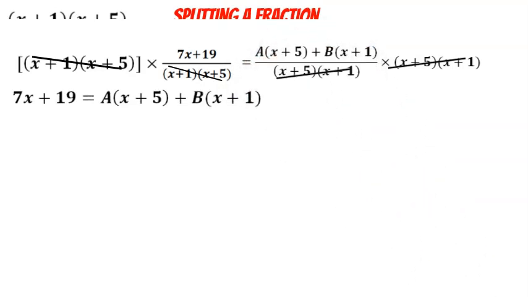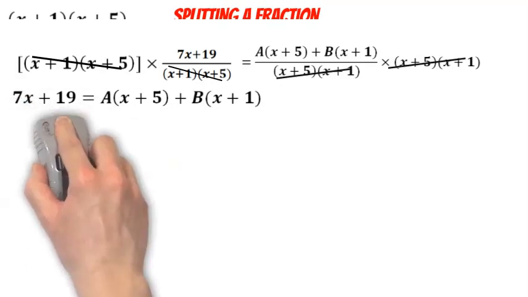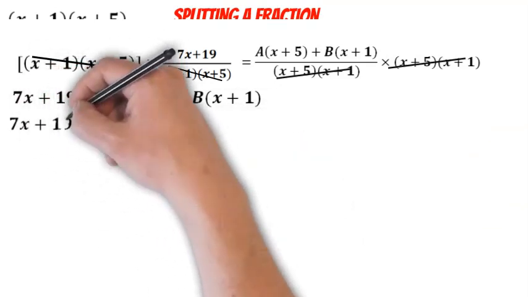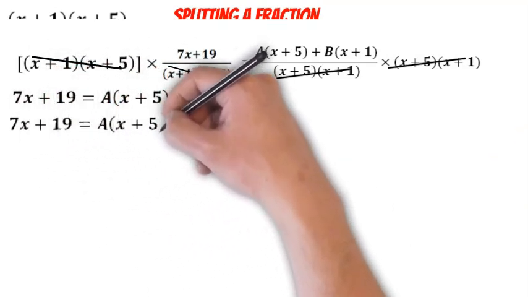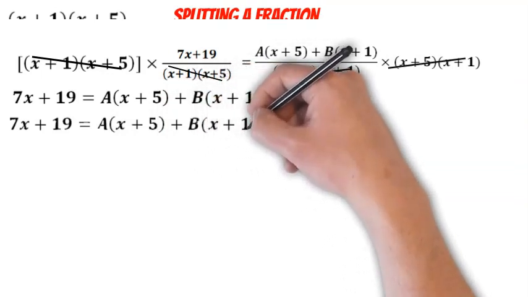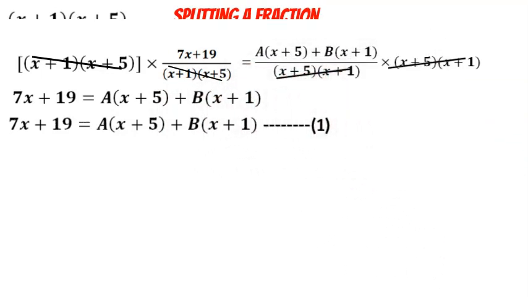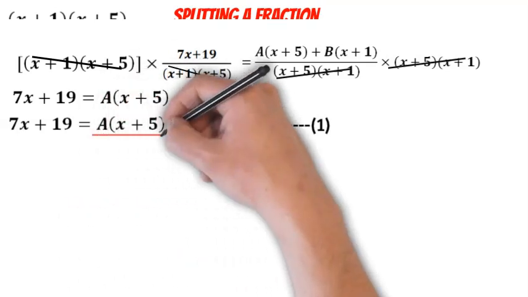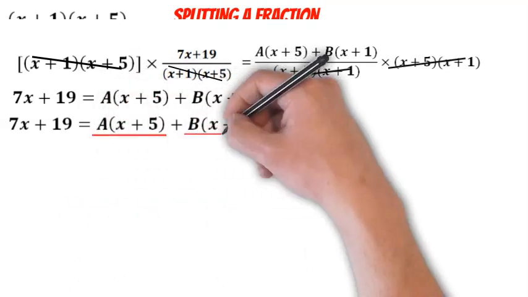If we check this, you will observe that it's an identity and must be equal for all values of x. Note the difference between an identity and an equation: an identity is true for all values of x, while an equation is true for some values of x. Now, coming over to the identity, 7x + 19 equals A(x + 5) + B(x + 1). Let's call that our equation 1.